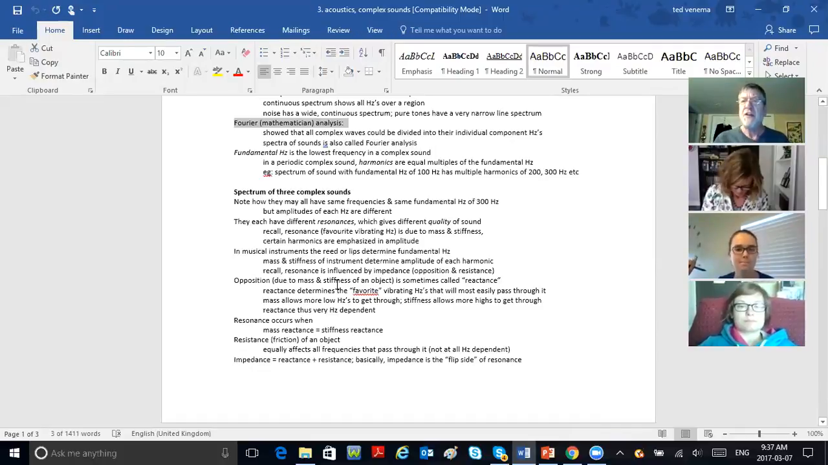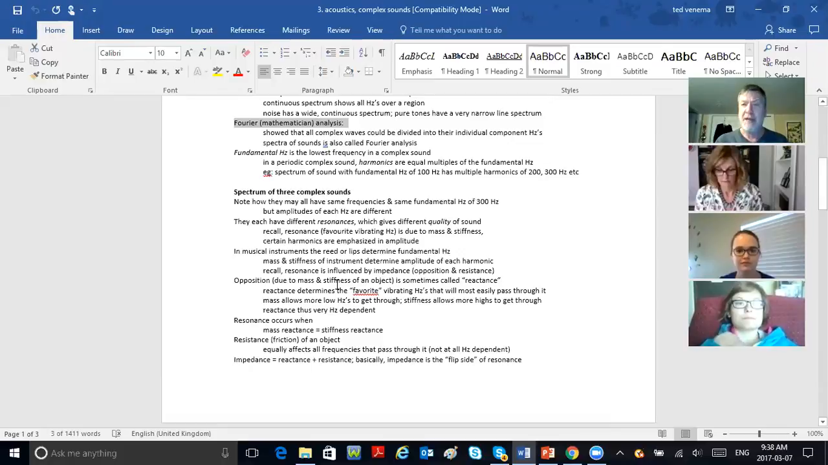And what is impedance? Opposition due to mass and opposition due to stiffness. Mass resonates with low frequencies. Mass opposes highs. Stiffness resonates with high frequencies. Stiffness opposes lows. And then there's a third element, and that's resistance. And in any object, resistance is like simple friction. And resistance to sound in any object is the same for all frequencies.